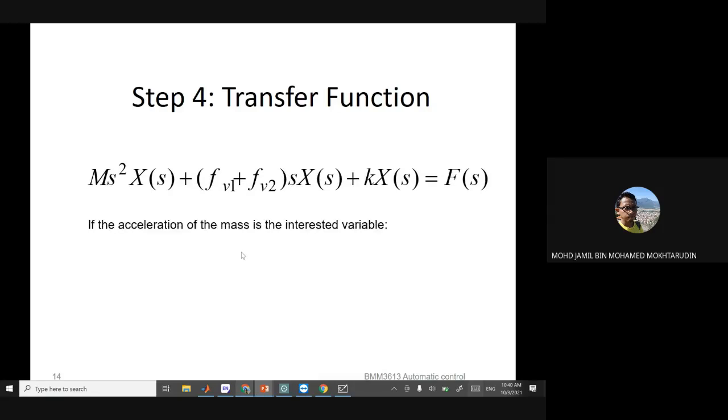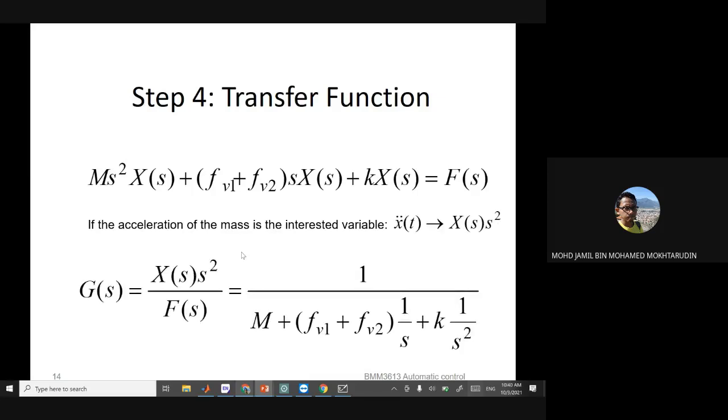And lastly, sometimes you can also find using acceleration. So if you want acceleration, then it becomes s squared times x. Okay, so it's a matter of how you calculate.